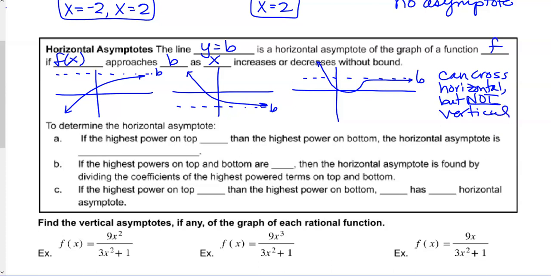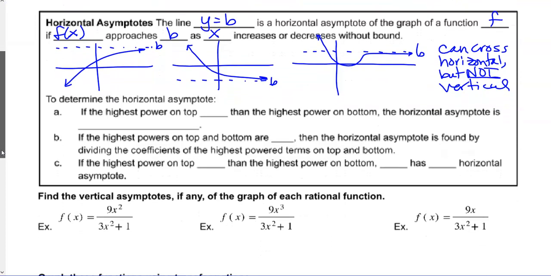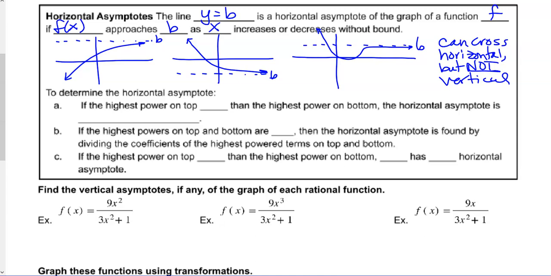Okay, very good. So now there are 3 different ways to determine the horizontal asymptote, and it all depends upon the highest power in the top and the bottom. Remember those are the degrees of our polynomials. So if the highest power in the top is less than the highest power in the bottom, like an x squared over an x cubed, then the horizontal asymptote for that function is the line y equaling 0, which you can also recognize as the x-axis.